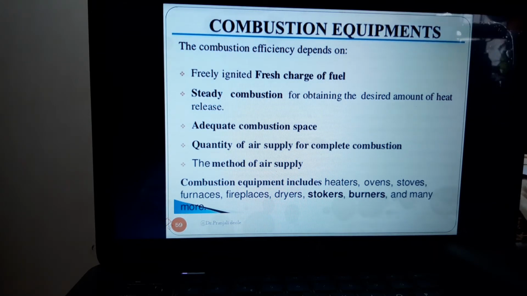Combustion equipment include heaters, ovens, stoves, furnaces, fireplaces, dryers, stokers, burners, and many more. Now, fluid fuels are handled by burners, solid lump fuels by stokers. In boiler plants, hand firing on grate is practically unheard of nowadays in new plants, although there are many small industrial plants still in service with hand firing.